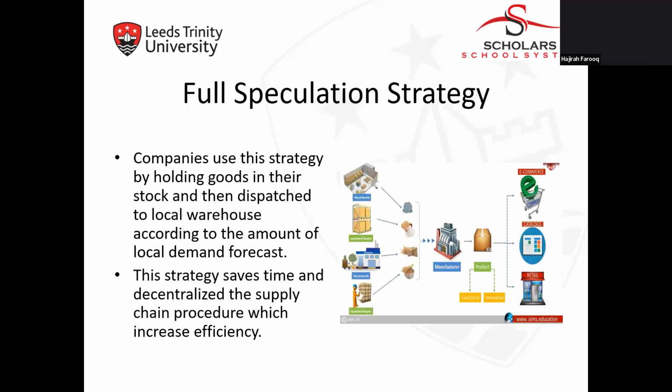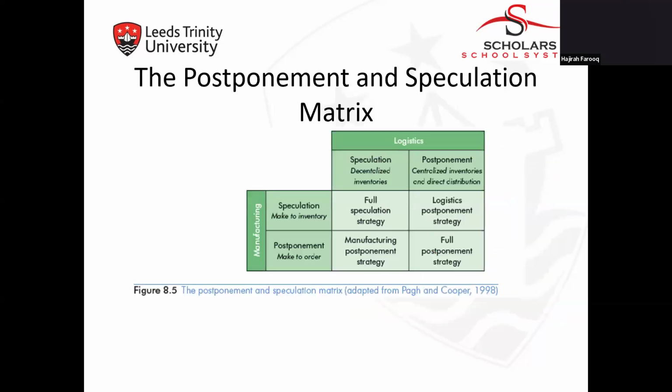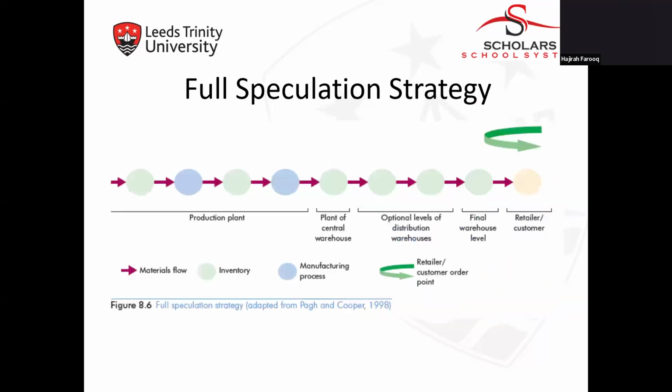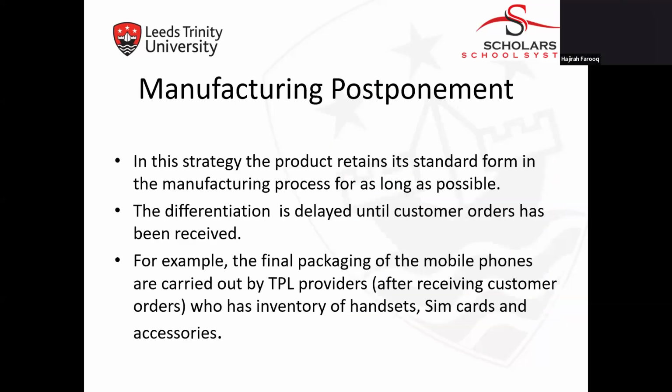Then the full speculation strategy is when companies use this strategy by holding goods in their stock and then dispatch to the local warehouse according to the amount of local demand forecast. This strategy saves time and decentralizes the supply chain procedure, which increases efficiency. Then we discuss the postponement and speculation matrix. And then we also discussed the diagram for the full speculation strategy.